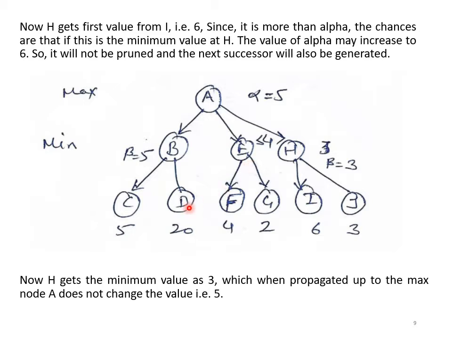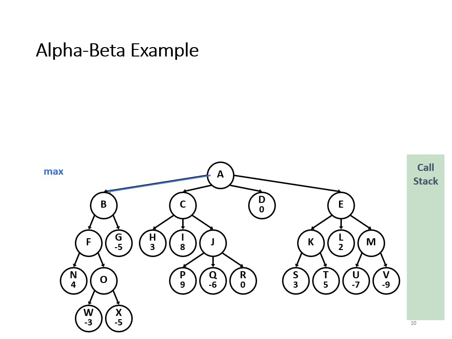So you have seen that here you have pruned only this node. So this is called alpha cutoff. Further, we can see with the help of another example. This is another example of alpha beta pruning.